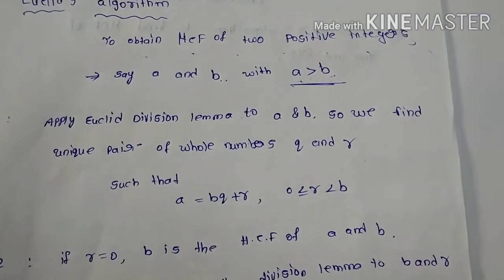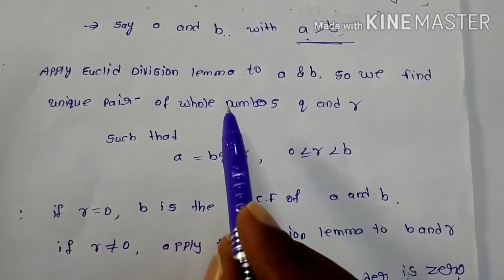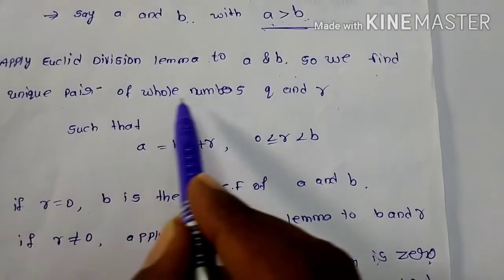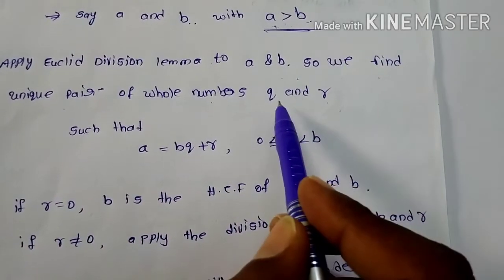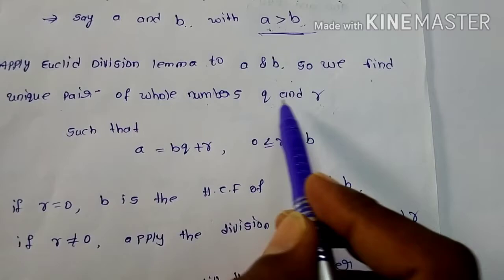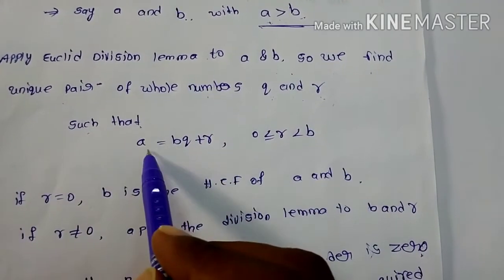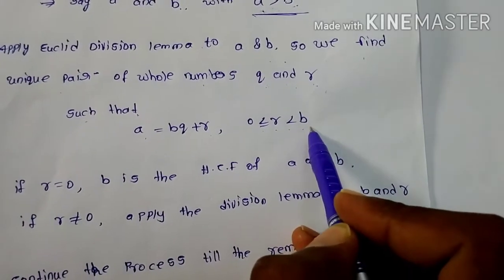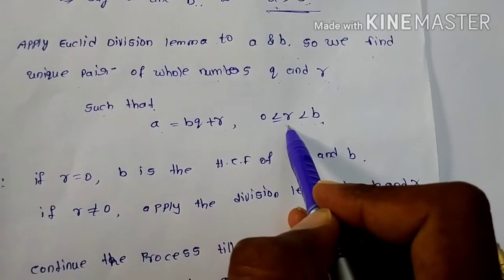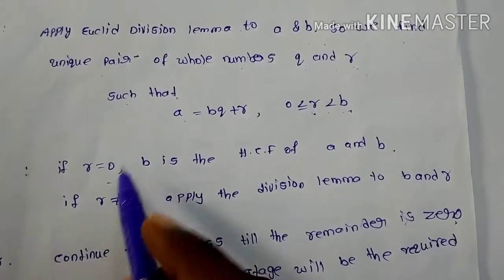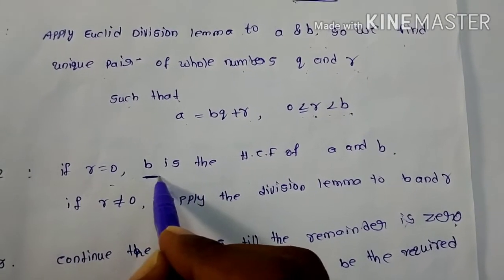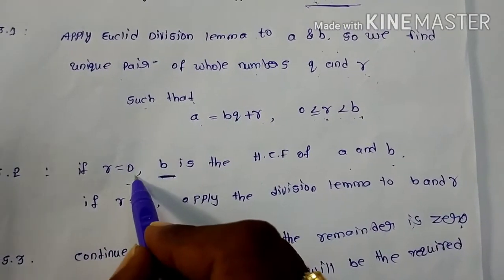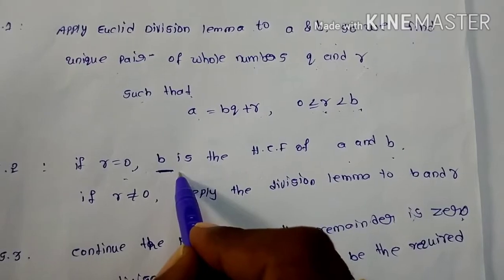Next, how to do it? See here, apply Euclid's division lemma to a and b. So we find a unique pair of whole numbers q and r, meaning quotient and remainder, such that, as we already know, a = bq + r, 0 ≤ r < b. Next, if you are getting remainder 0, b is the HCF of a and b. If you are getting remainder equal to 0, b is the HCF.